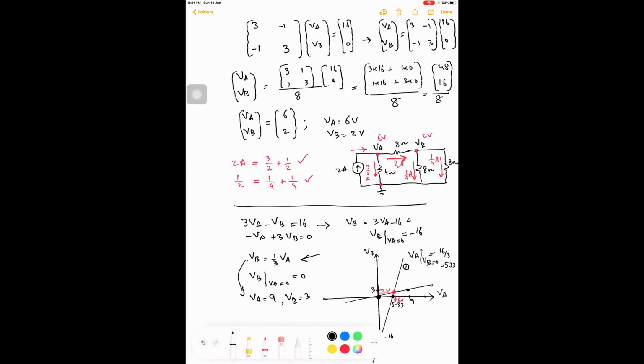Note that if we write the equation for the ground node, it will be a third equation, but this third equation will not add any additional knowledge to the existing two equations. So we will have only two linearly independent equations to solve two variables.